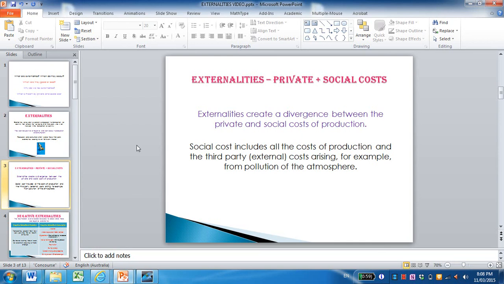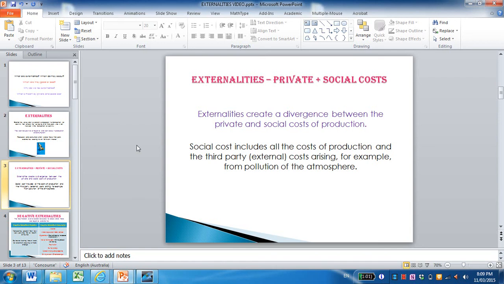So externalities create a difference between what we call the private and social costs of production. Producers will take into account their private costs, but they won't take into account the third-party external costs that arise. So if I'm a producer and I decide to emit carbon, I will take into account all the production costs imposed on me, but I'm unlikely to care about the pollution that is affecting external parties.